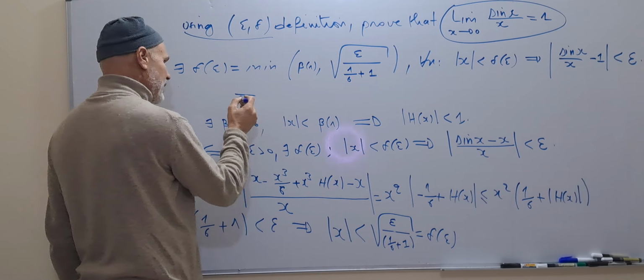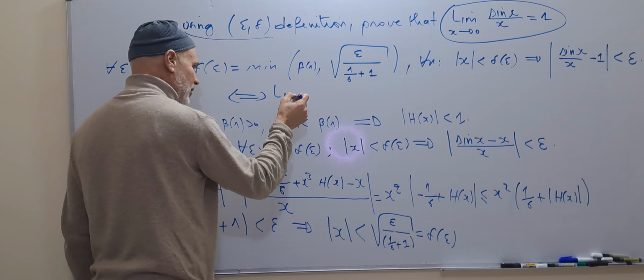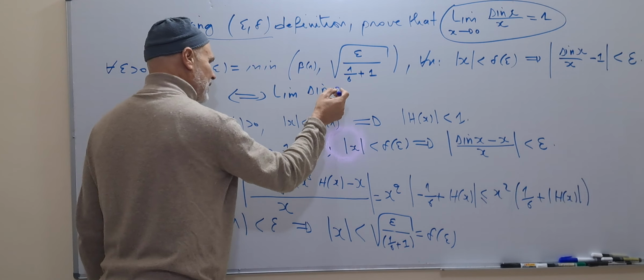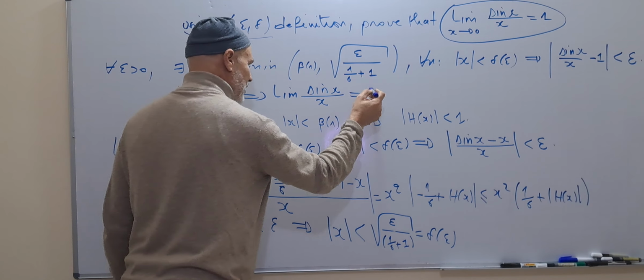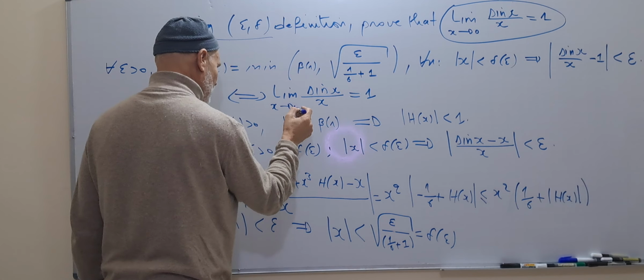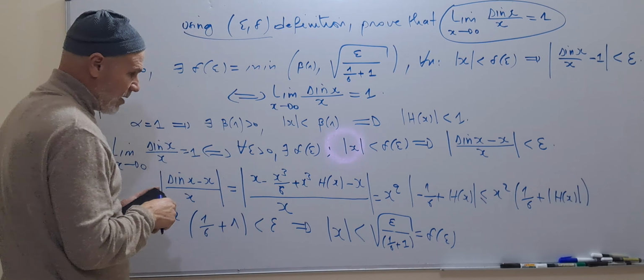And this is exactly the meaning of the limit of sine x over x equal to 1 when x goes to 0. This finishes this exercise.